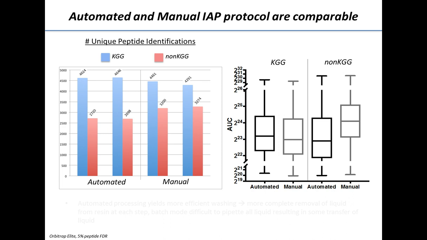And we really think that is reflective of the fact that the automated processing yields more efficient washing, so we're able to more completely remove the liquid from the resin at each step, whereas when we're processing the samples manually, it can be difficult to remove all of the liquid at each step, resulting in some transfer of liquid.